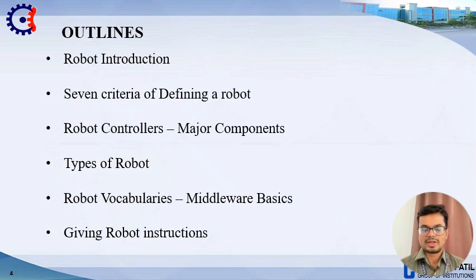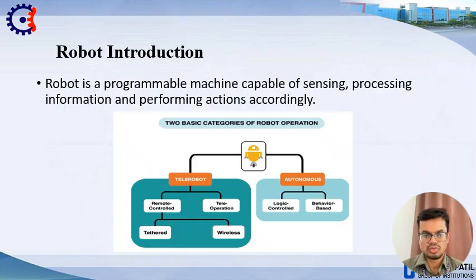So let's begin with what is a robot. A robot is a programmable machine capable of sensing, processing information and performing actions accordingly. What this means is that if a robot is in a certain environment, it must be able to sense in which environment it is, like the changes in the environment where it is. It should see or feel or process the information accordingly.